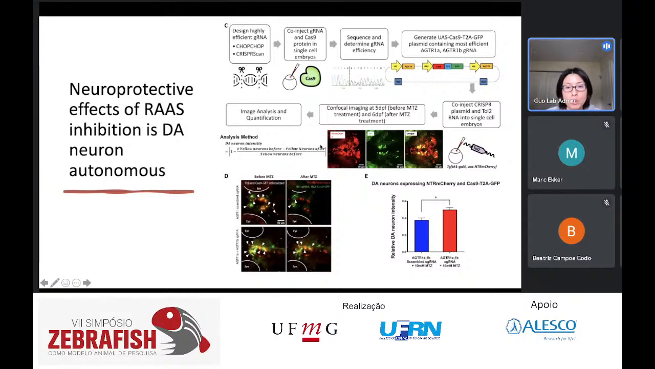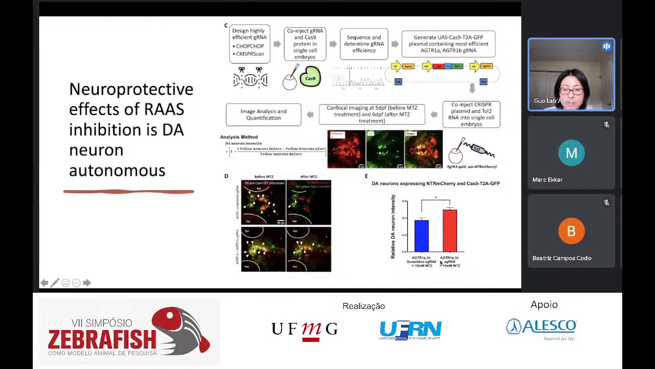After that, we treat zebrafish with either control or MTZ. And here we image the neurons before MTZ treatment as well as after MTZ treatment. The reason for doing that is because we want to analyze the same individual. The experiment we conducted here is in the mosaic expressed transgene. And now we quantify this DA neuron intensity by basically using this equation as shown here.